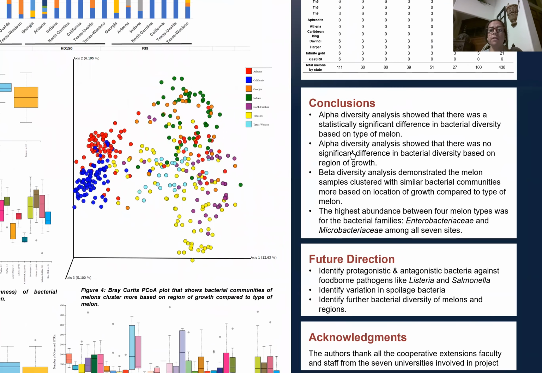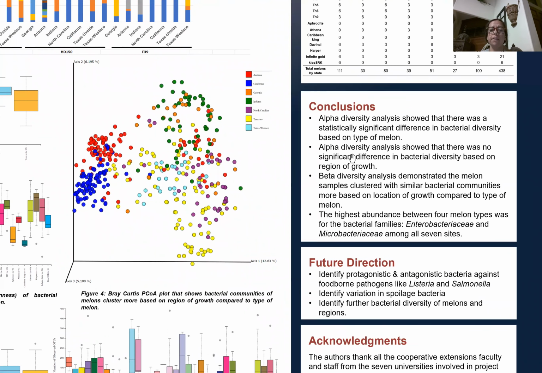For our conclusions, looking at alpha diversity, there was a significant difference in bacterial diversity based on type of melon, while beta diversity analysis demonstrated that melon samples clustered with similar bacterial communities more based on location of growth compared to type of melon.